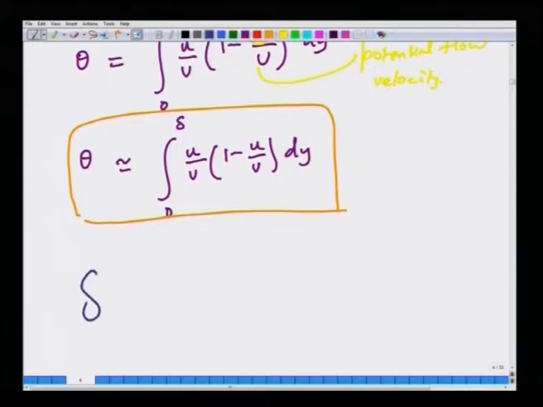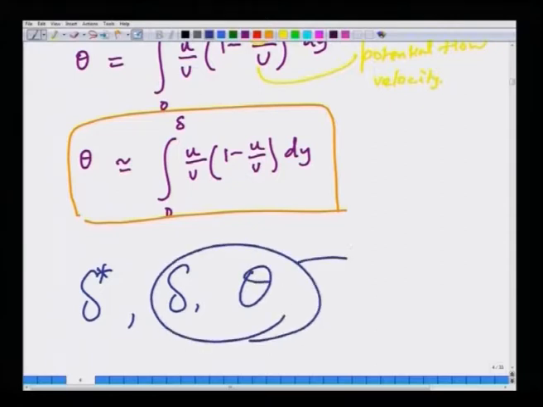So, you now have 3 definitions. You have delta star, the disturbance thickness, delta, the displacement thickness, and theta, which is the momentum thickness. The mass displacement thickness and the momentum displacement thickness are called integral thicknesses because they are obtained as an integral of the velocity profile, while delta star is simply the distance it takes for the velocity profile to reach 99% of the free stream velocity.